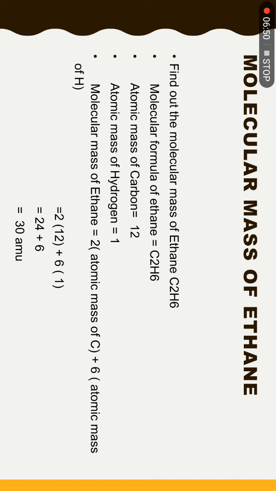So if we multiply 2 with 12, the answer will be 24, and if we multiply 6 with 1, the answer will be 6. Adding these two values, 24 plus 6, the answer will be 30 AMU. So the molecular mass of ethane, C2H6, is 30 AMU. These were the calculations based upon the molecular masses of ethane and methane.